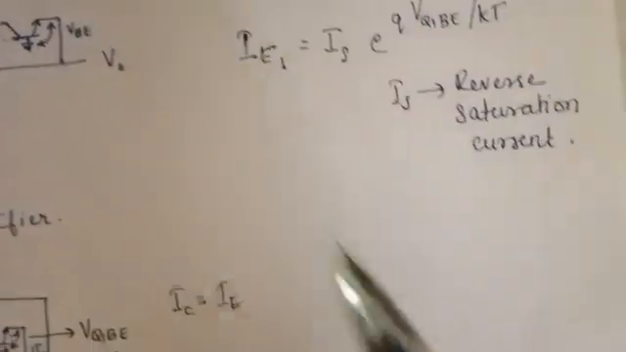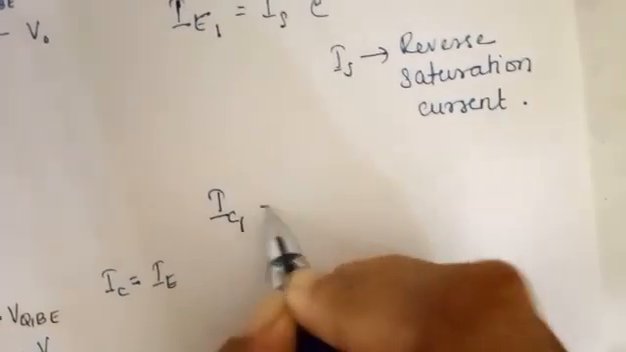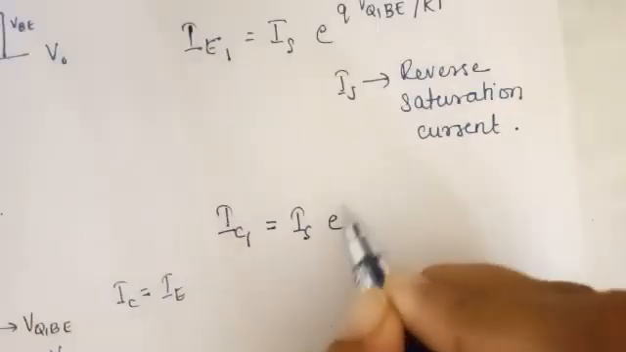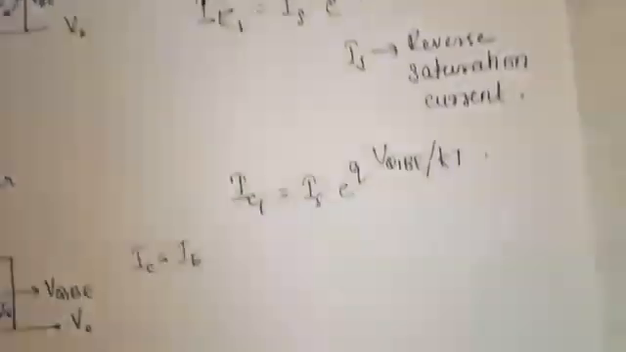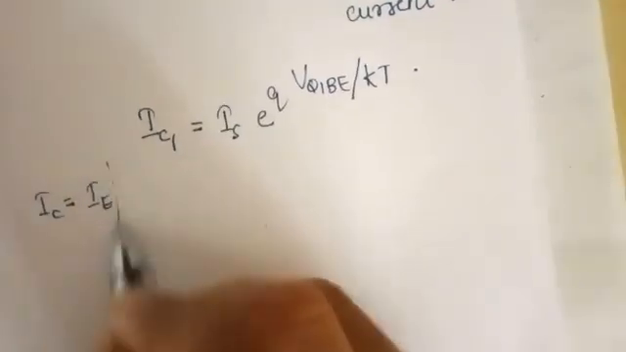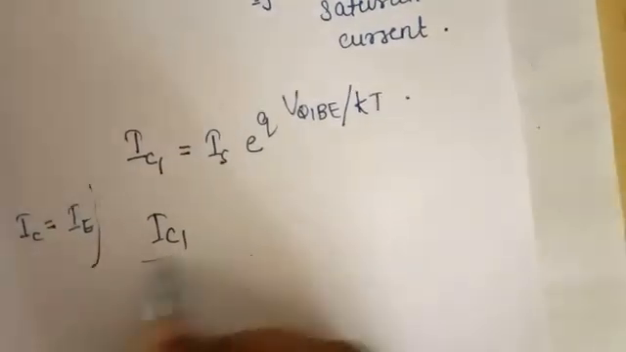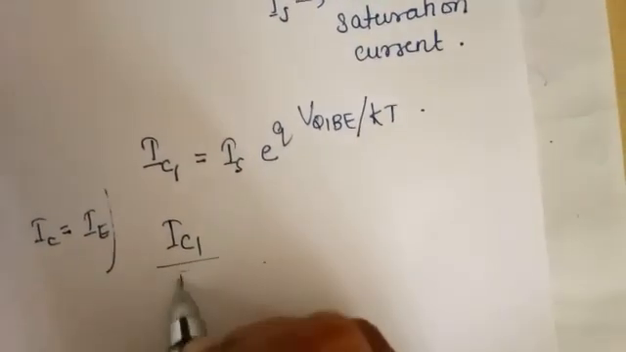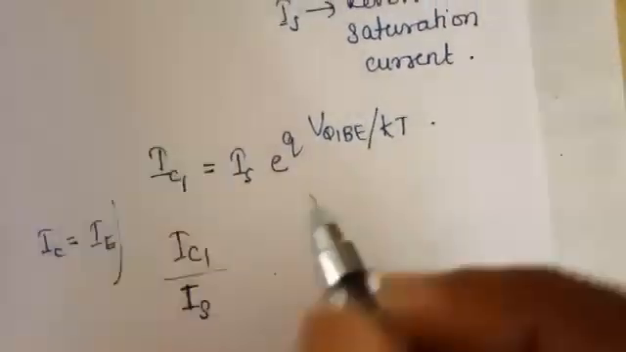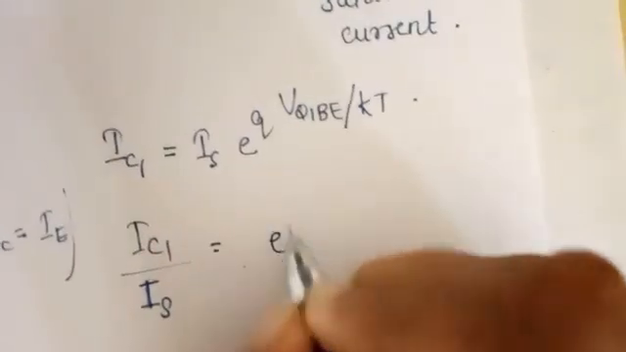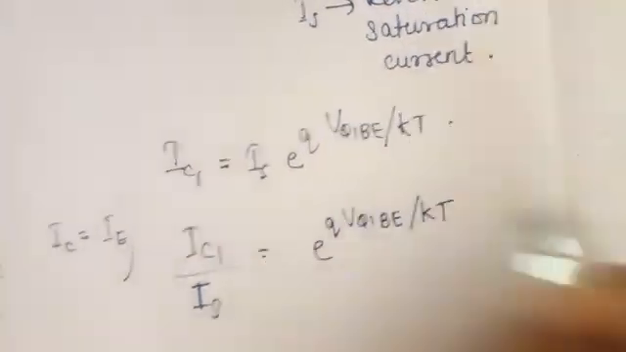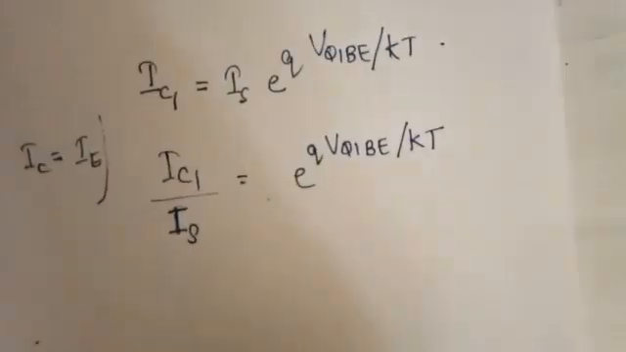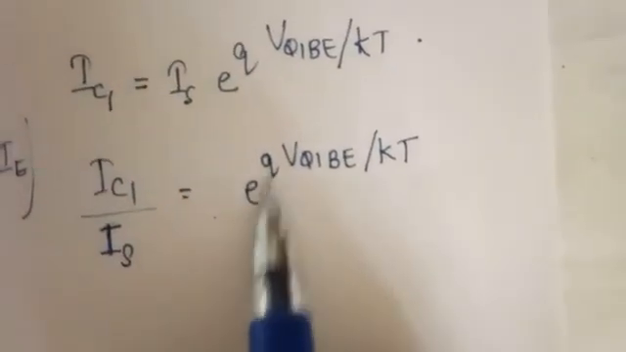Since IE is equal to IC, IC1 is equal to IS into e raised to Q VQ1BE by KT. From this we are going to write IC1 by IS is equal to e raised to Q VQ1BE by KT. Okay, you guys are with me now?